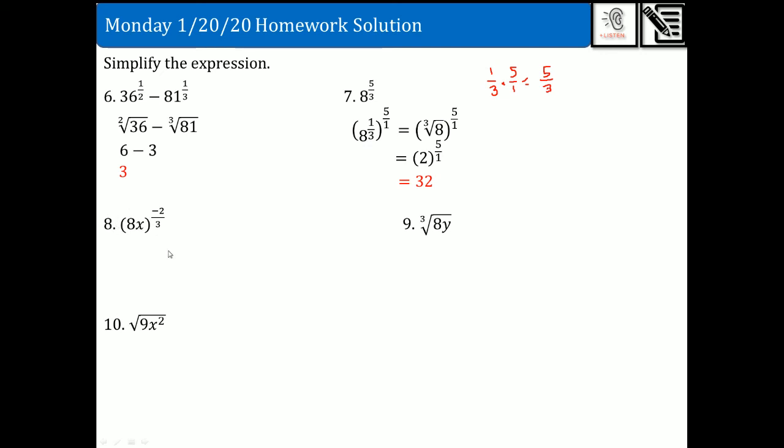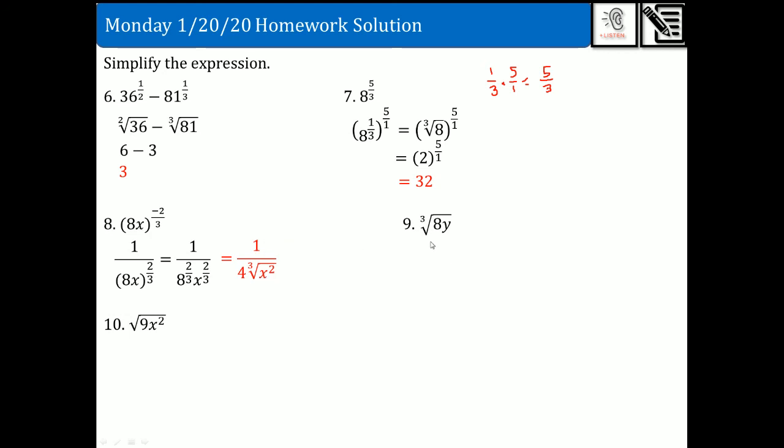Next, you have 8x to the negative 2/3 power. Again, you see the negative exponent here that you have to deal with, so you want to bring it down. You flip it. So it becomes 8x to the 2/3 power. You can distribute the 2/3 to both terms, so it becomes 8 to the 2/3 power and x to the 2/3 power. You can simplify. The 8 to the 2/3 power can be simplified to a 4. Okay? And the x to the 2/3 power, I'm just going to leave it in a radical form.